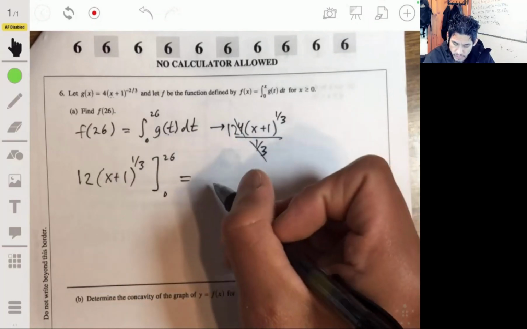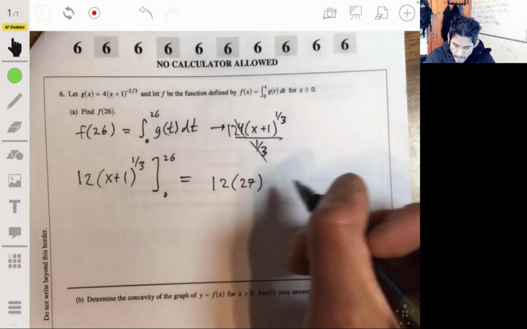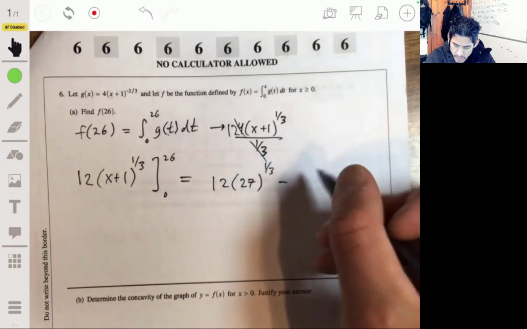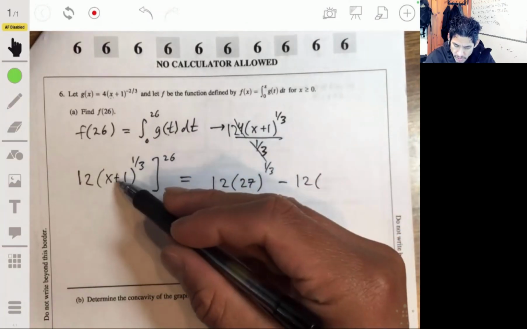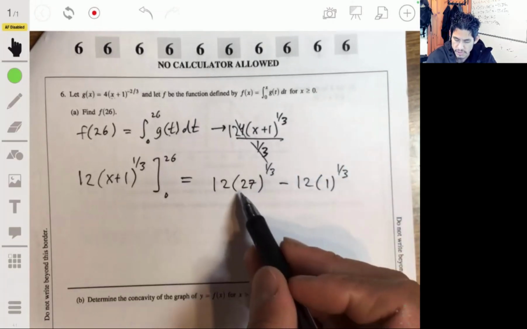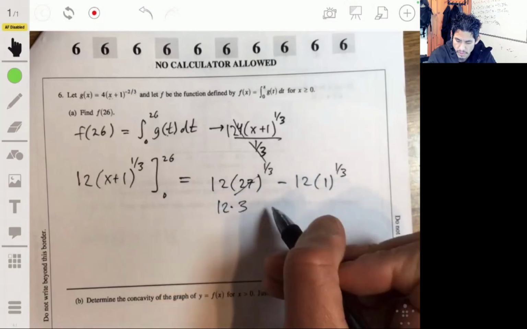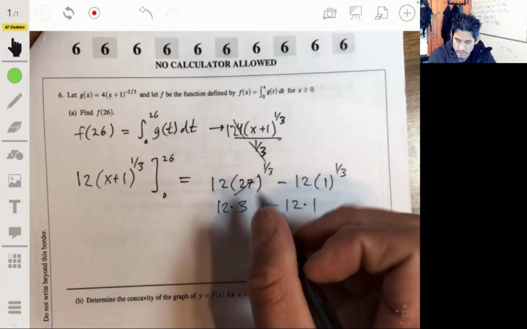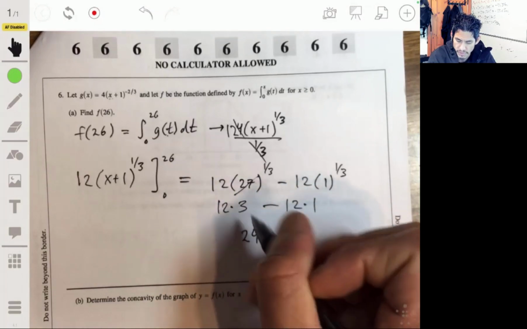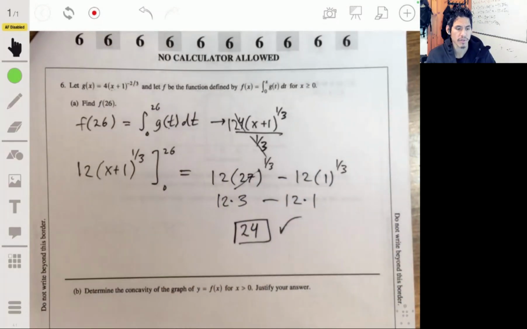So we're going to have 12 times the third root of 27 minus 12 times the third root of 1. So this will be 12 times 3 minus 12 times 1. So 24, because 36 minus 12 gives us 24.